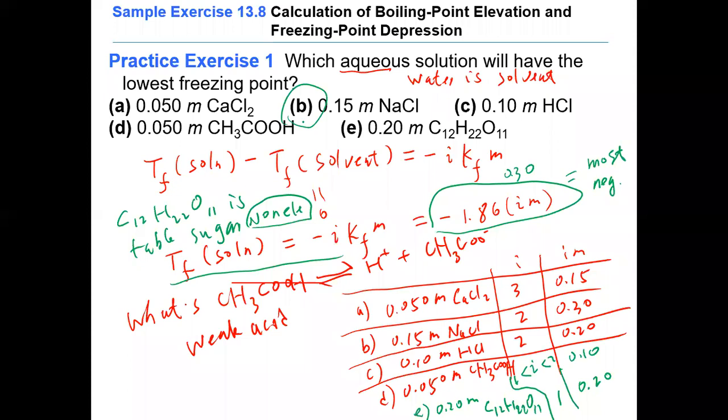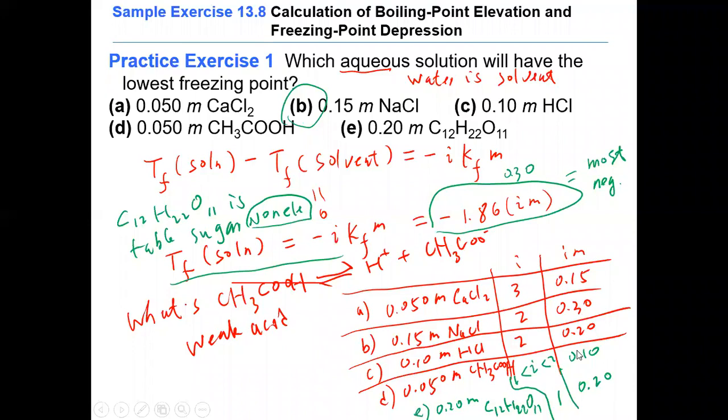Dr. Wei? Mm-hmm. For D, acetic acid, why is it DIM-10? Why do we choose the i-beam-2? For safe, because you want to choose the largest i times m. Okay. So even if you take a 2, it's still less than the 0.3.